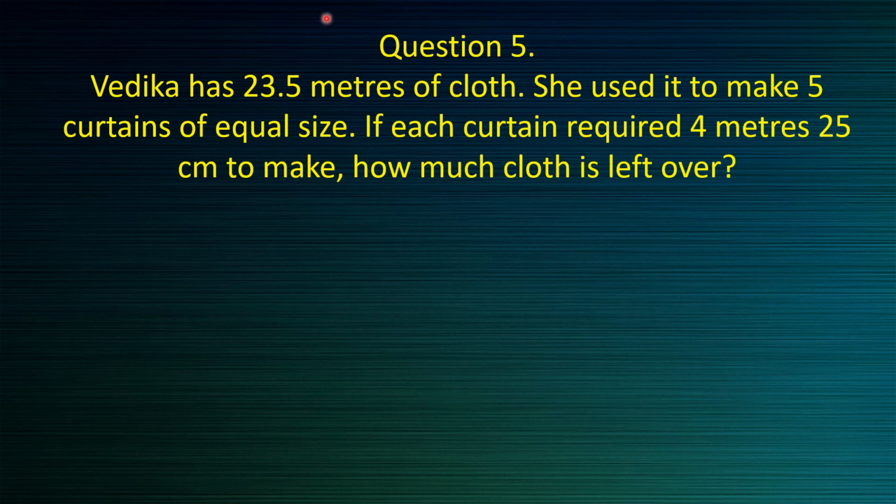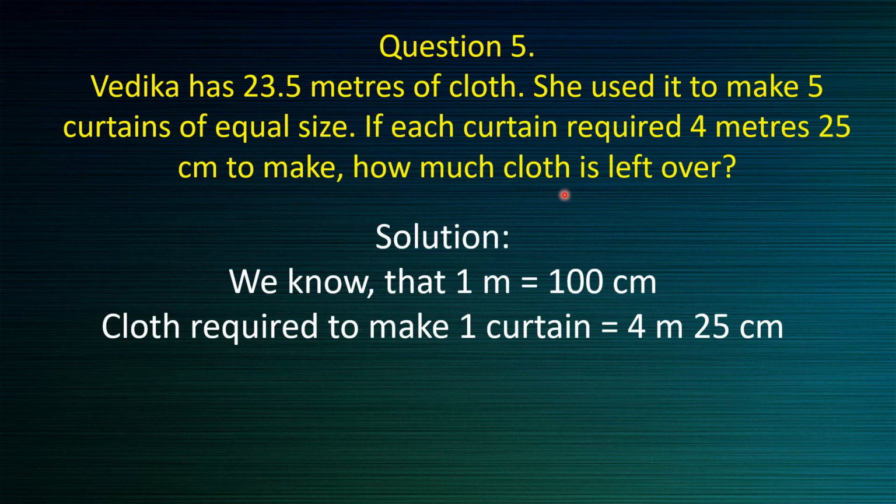Question number 5. Vedika has 23.5 meters of cloth. She used it to make 5 curtains of equal size. If each curtain requires 4 meters 25 centimeter to make, how much cloth is left over? So here she has total 23.5 meters and she used it to make 5 curtains of equal size. For one curtain she required 4 meters 25 centimeter. So we have to find out how much cloth is left over.